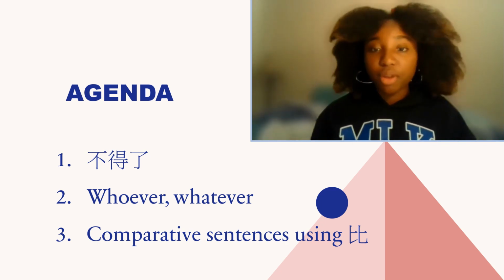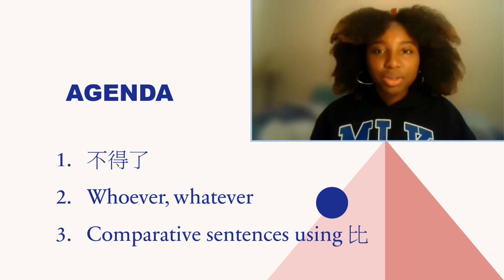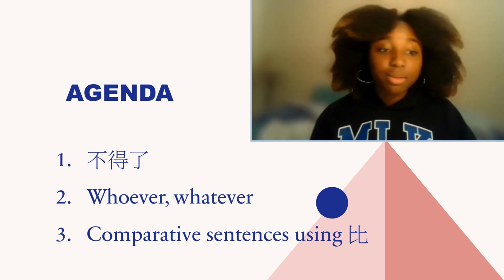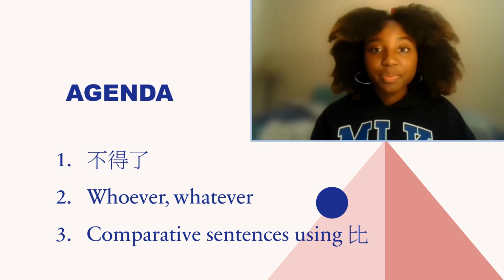这个视频是第19课的第一部视频，我们的课是旅行。Let's get into it。那今天我们来做什么呢？今天我们没有2个语法，而是3个语法，可是它们都很简单，不太难。第一个是不得了，第二个是 whoever or whatever，我们用中文说。第三个是 comparative sentences using be. We've been using be for the longest, but we're just gonna learn something a little bit different with it. So let's get into it.